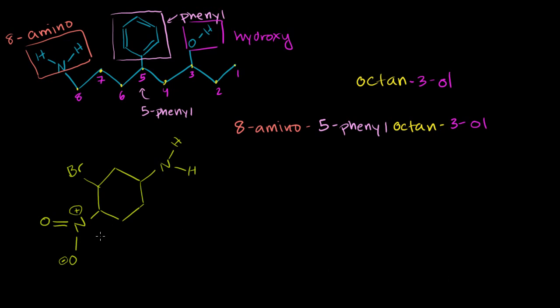Now let's look at this molecule here in green. And actually, I forgot to draw part of it. This is supposed to be a benzene ring. So let me make that clear. That is a benzene ring. So let's think about the different functional groups here. And I'll start with the one that you've probably never seen before.